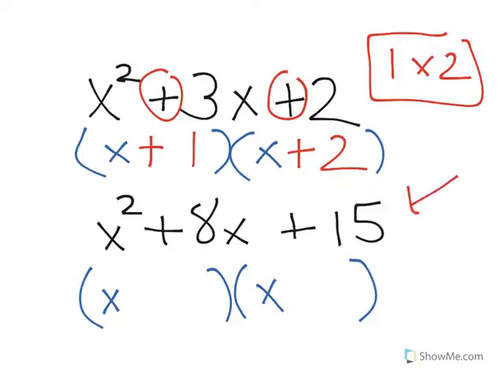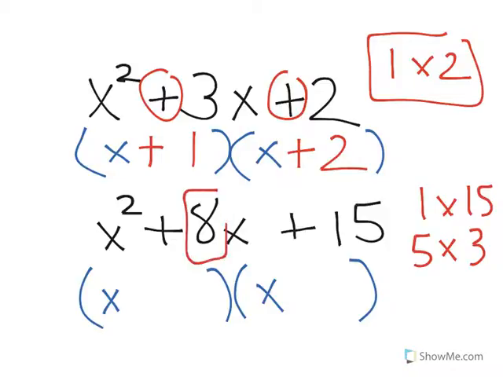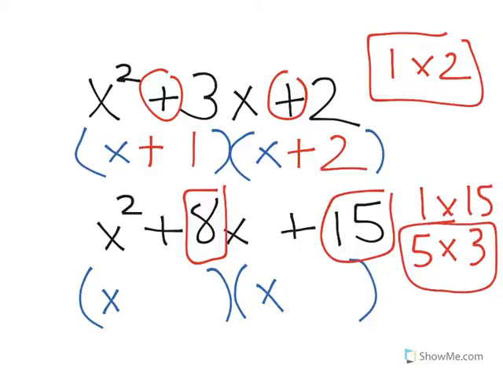Now in this problem, same sort of thing. I'm going to come up with all the ways I can make 15 until I come up with the right one. One way of making 15 is 1 times 15. Another way, and the only other way, is 5 times 3. So which of those two ways, when you add them together, equals 8? I need numbers that add together to equal 8, and when I multiply them, they equal 15. Well, obviously, it's going to be this one here, so it's going to be plus 5 plus 3.